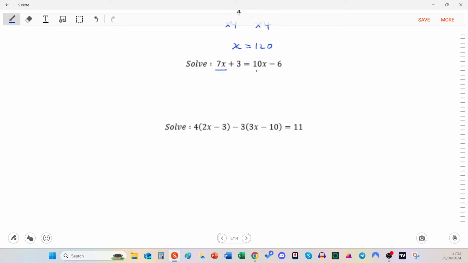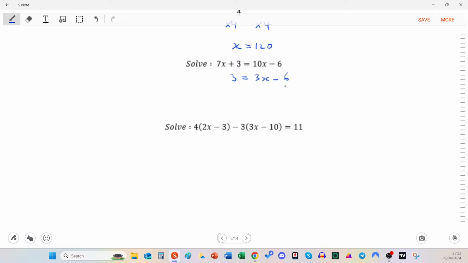Here's where we have 2 x's. Now, the best thing to do is to think about what will keep things positive. So if I took away 10x from both sides, like over here, that would bring things into the negative. So the best thing is to take away 7x from both sides. And that would lead us to have 3 equals 3x minus 6.